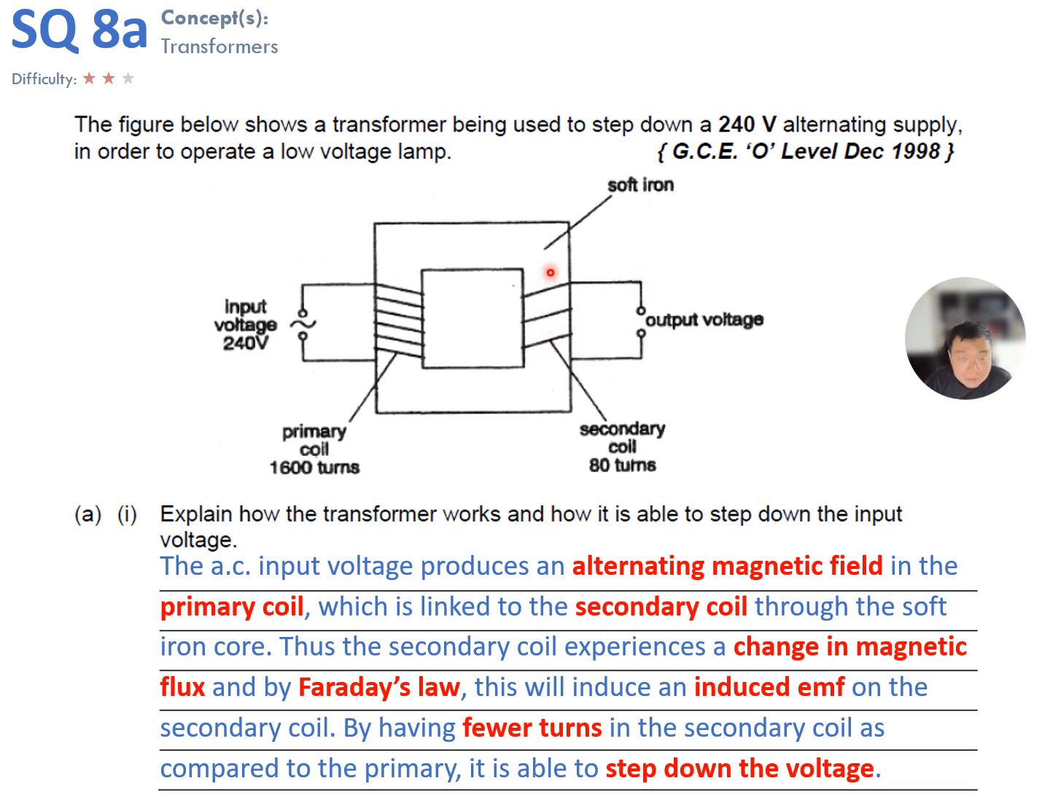Why is it step down? Don't forget about that. This is a step down transformer because the number of turns in the secondary coil is lesser than that of the primary coil.